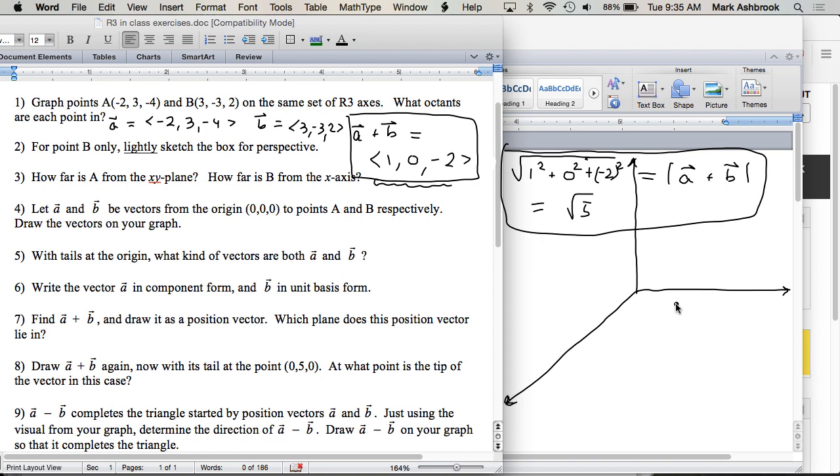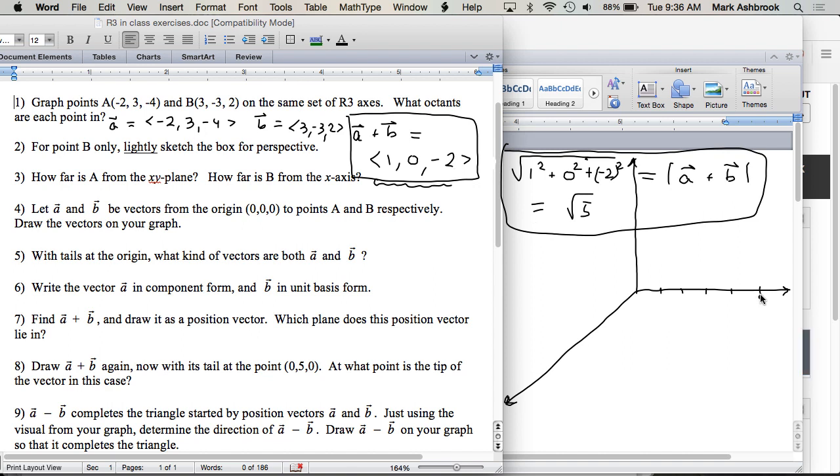Okay, so if A plus B is 1, 0, negative 2, we want to draw its tail at 0, 5, 0. So 0, 5, 0 is at 5 on the y-axis. And then from there, we're going to draw the vector 1, 0, negative 2. What do these numbers mean? What does the 1 mean? A change of 1 in the x direction from tail to tip. And what does the 0 mean? No change in y from tail to tip. And negative 2 means a change of negative 2 in z from tail to tip.